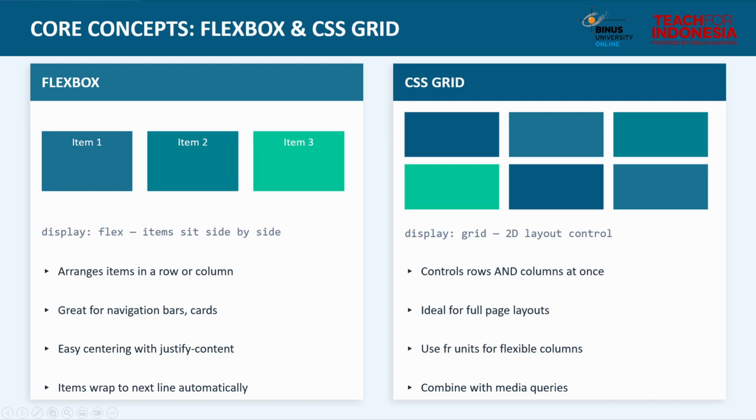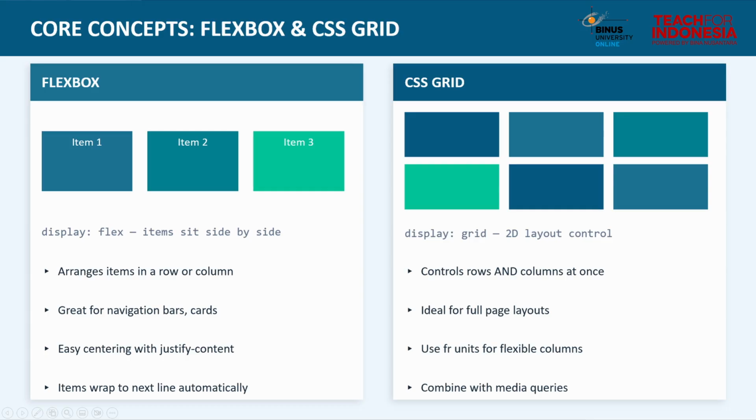Alongside media queries, two CSS layout tools are essential for building responsive designs: Flexbox and CSS Grid. Flexbox, short for Flexible Box, is designed for one-dimensional layout. That means arranging elements either in a row or in a column. It's perfect for things like navigation bars, a row of cards, or centering an element on the page. With Flexbox, you just set display to flex on a container, and its child elements automatically line up side by side. If there's not enough space, they can wrap to the next line automatically.